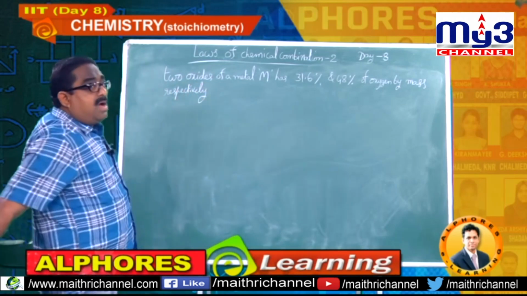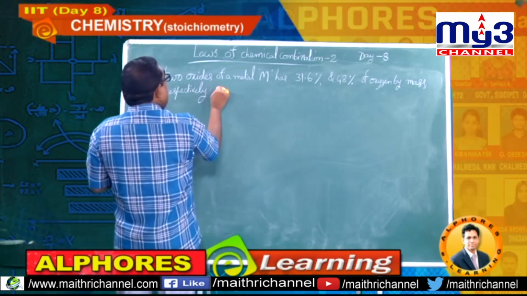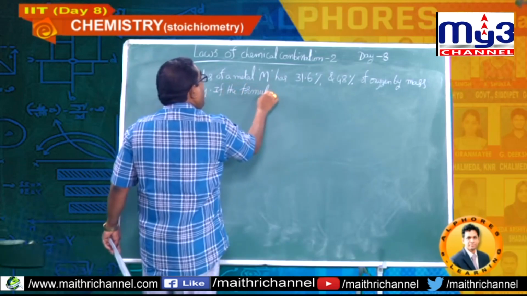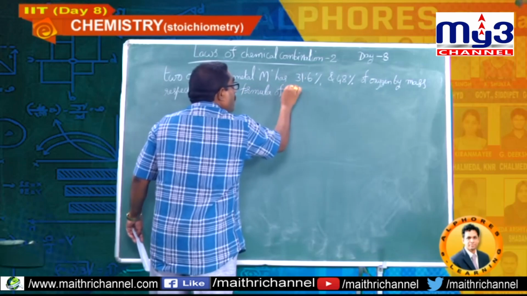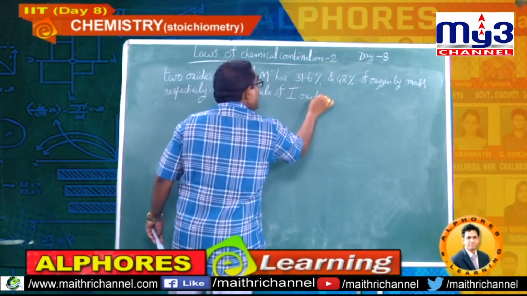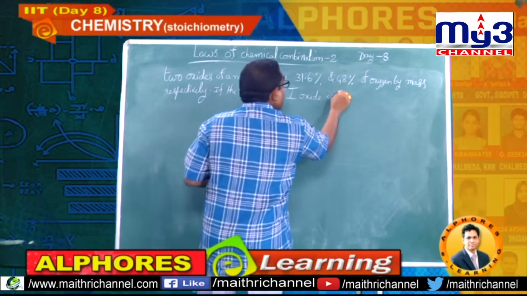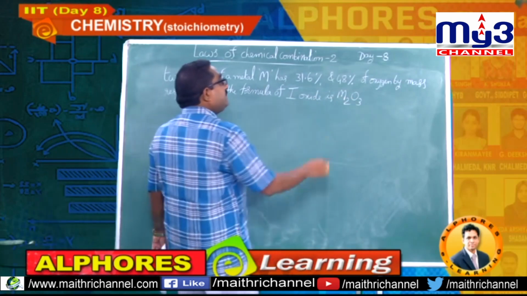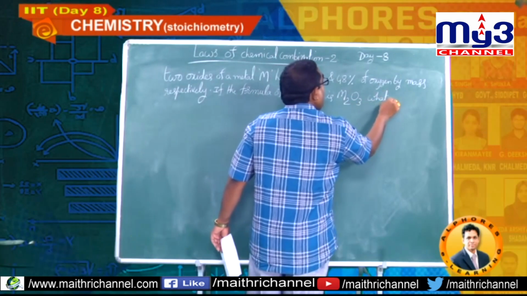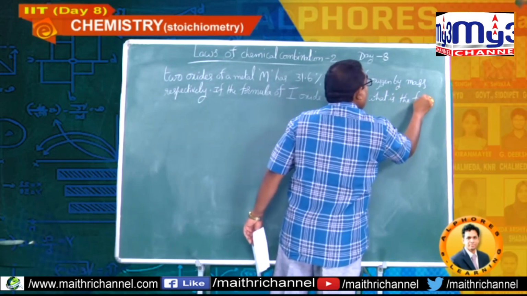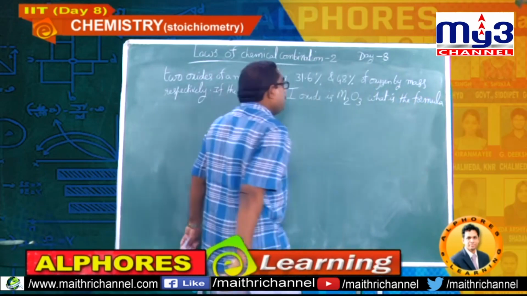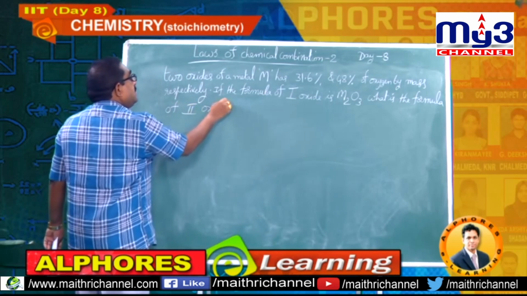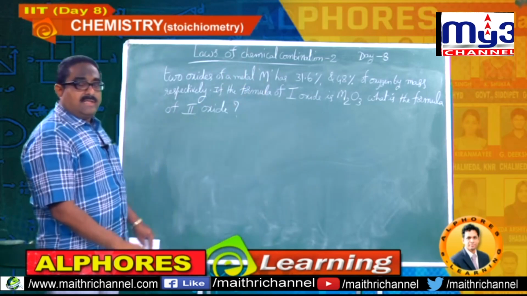Of oxygen by mass respectively. If the formula of first oxide is M2O3, what is the formula of second oxide? That is the question.